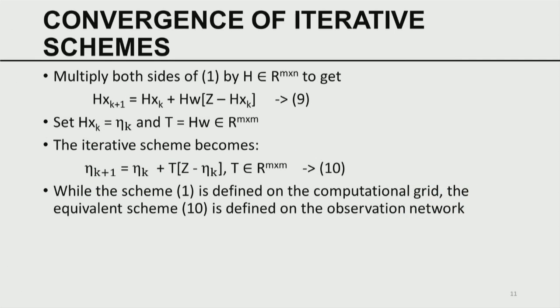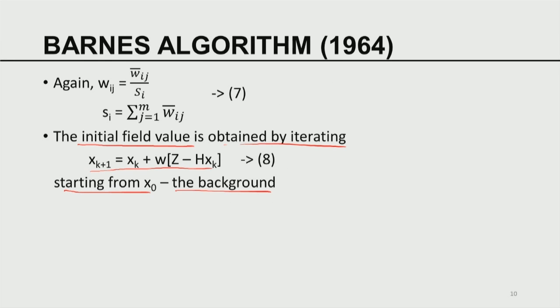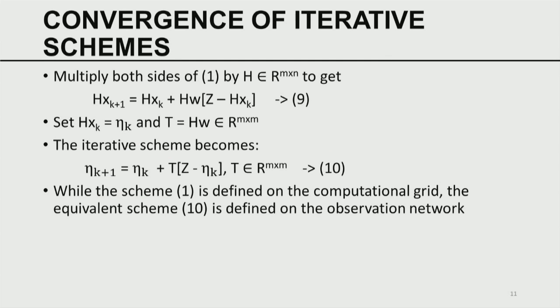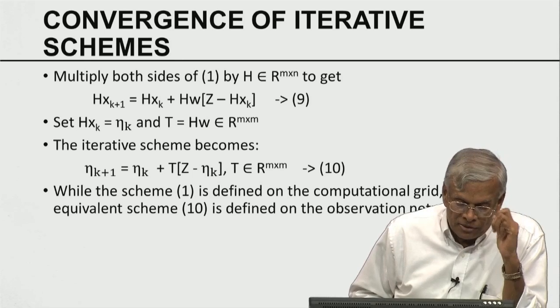Now I would like to indulge your interest in a theoretical question. Suppose you iterated like this, will it ever converge? Under what condition will this iterative scheme converge? That means, am I guaranteed to get an analysis if I ran the iterative scheme of Cressman, as an example, unto asymptotic time? I think the convergence question becomes very fundamental and important. That has already been worked out, so I am going to provide you a glimpse into the concept of convergence of iterative schemes used in the early days in data assimilation.